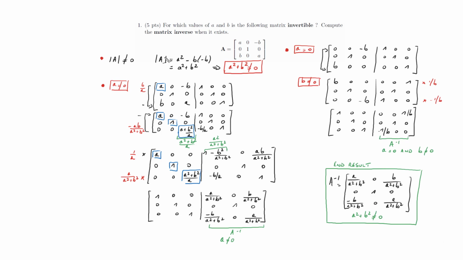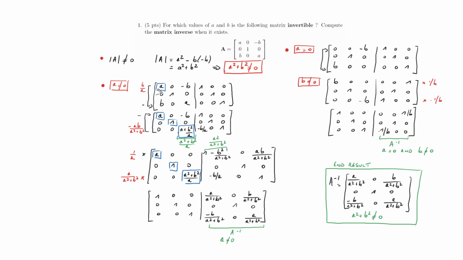First of all, when is this matrix invertible? When its determinant, of course, is different from 0. Here it's quite straightforward to compute the determinant. It's a squared plus b squared, so the condition on a and b is simply a squared plus b squared different from 0. In order to compute the matrix inverse, we take A, and right next to it we stack an identity matrix, and then we start performing Gauss elimination.